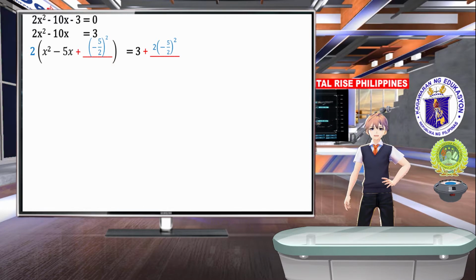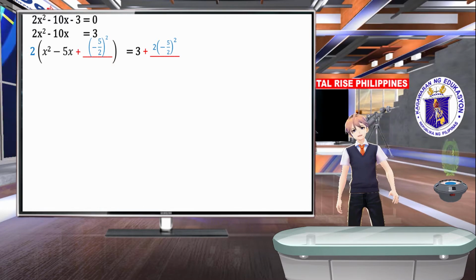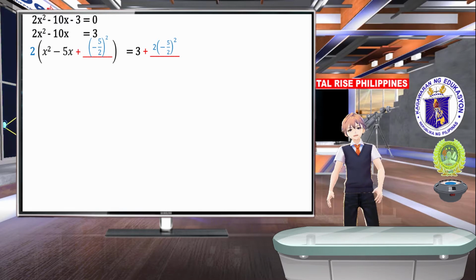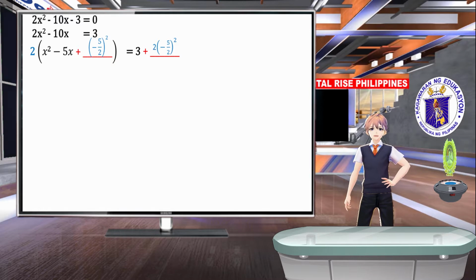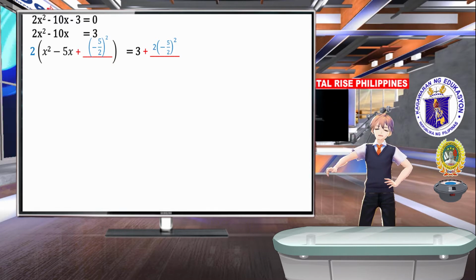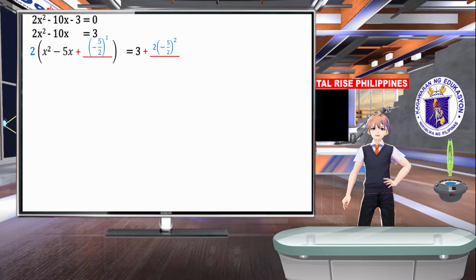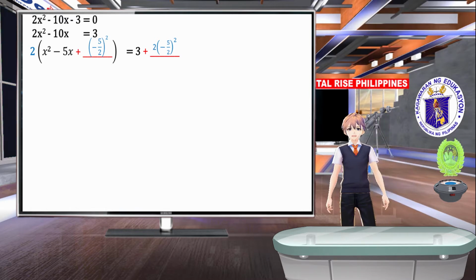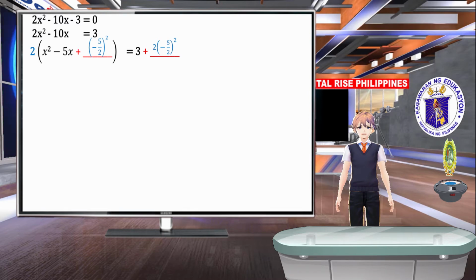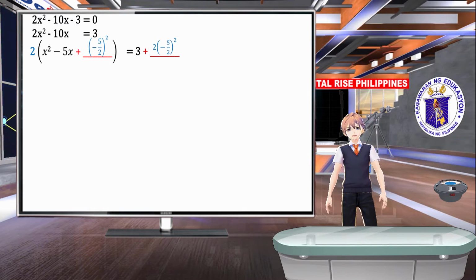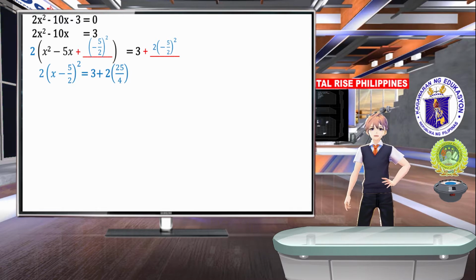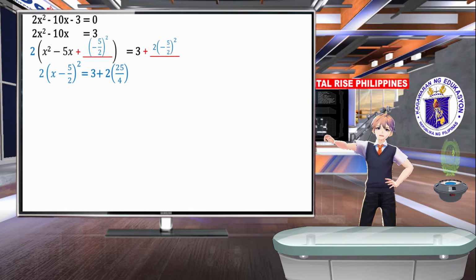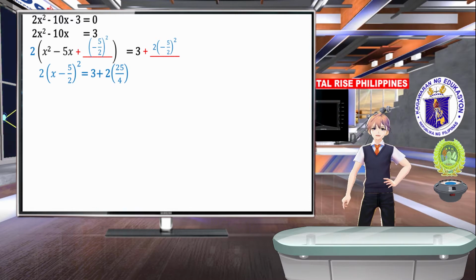The number 2 is the value of a in the quadratic expression, and the square of -5 over 2 is the expression added to make the quadratic expression inside the parenthesis a perfect square trinomial. This process is true in solving all quadratic equations by completing the square, where the value of a is greater than 1. The next step that we should do is to express the quadratic expression as a square of binomial. We have to simplify also the expressions on the right side of the equation.